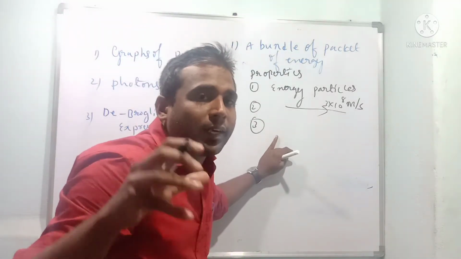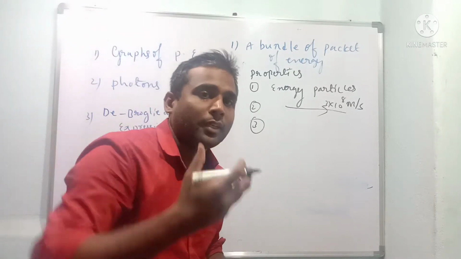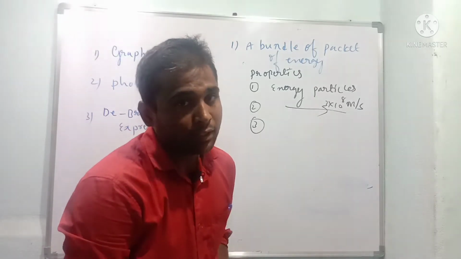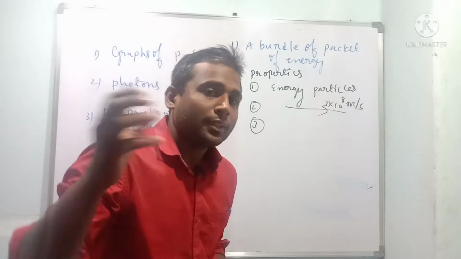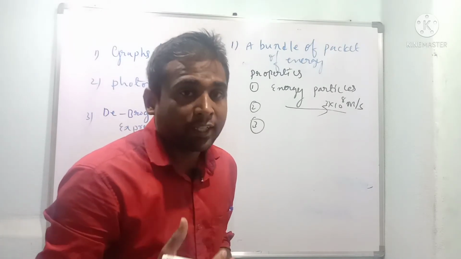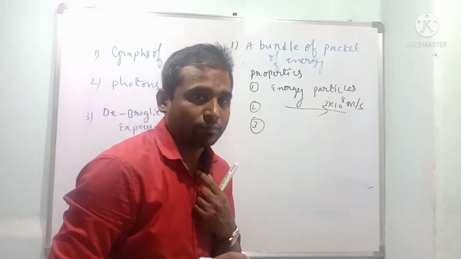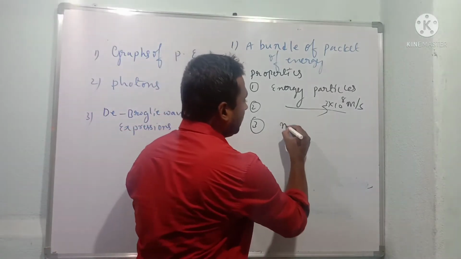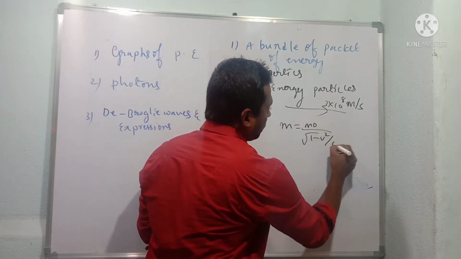And this rest mass is equal to 0. Very important: the rest mass of a photon is equal to 0. What does it mean? According to relativistic mass, when particles are going to move with the speed of light, then we know that m is equal to m naught divided by square root of 1 minus v square by c square.